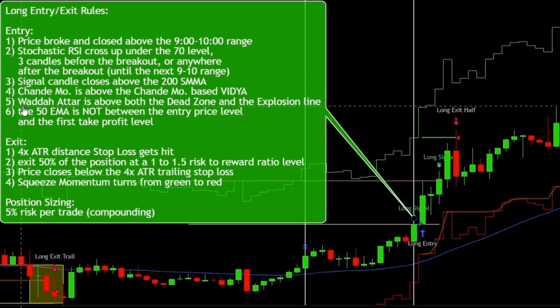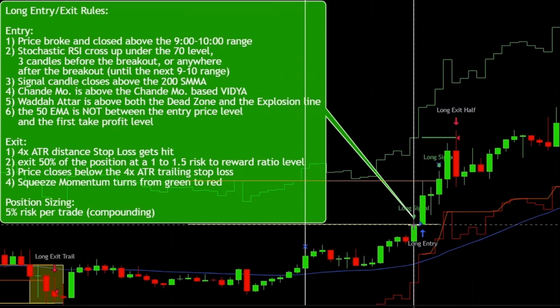And finally, there's one last, a bit strange rule that you probably haven't seen anywhere else, and that is that the 50 EMA should not be between the entry price level and the first take profit level. What does that mean? Our first take profit level is a 50% take profit at a 1 to 1.5 risk to reward ratio level.